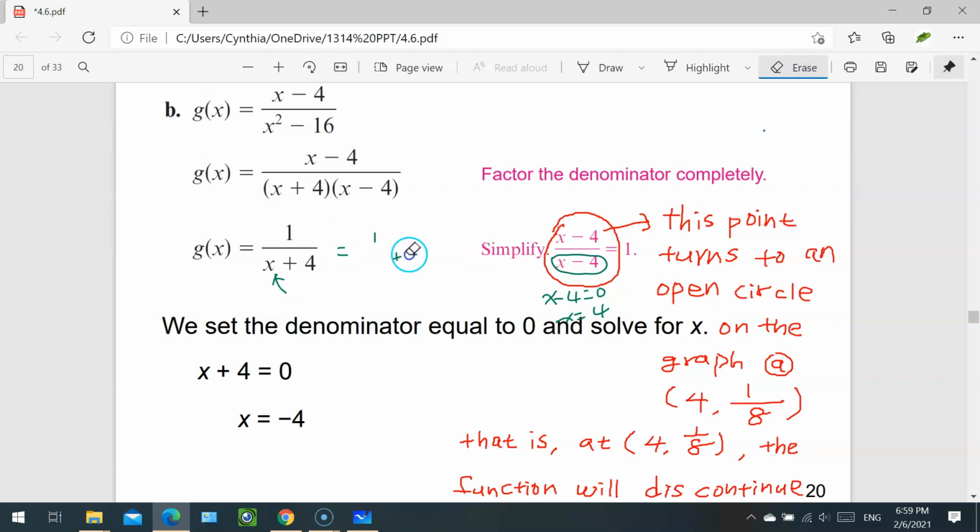When there's one term that reduces from the top and the bottom, it turns into an open circle on the curve. It doesn't go away. Okay.